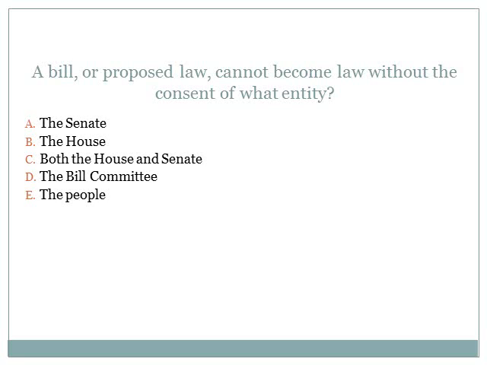A bill or proposed law cannot become law without the consent of what entity? Both the House and Senate. So that's another check on the power of Congress. Congress is supposed to be the most powerful branch in the United States government. However, it checks itself because it's split into two. Bicameralism.